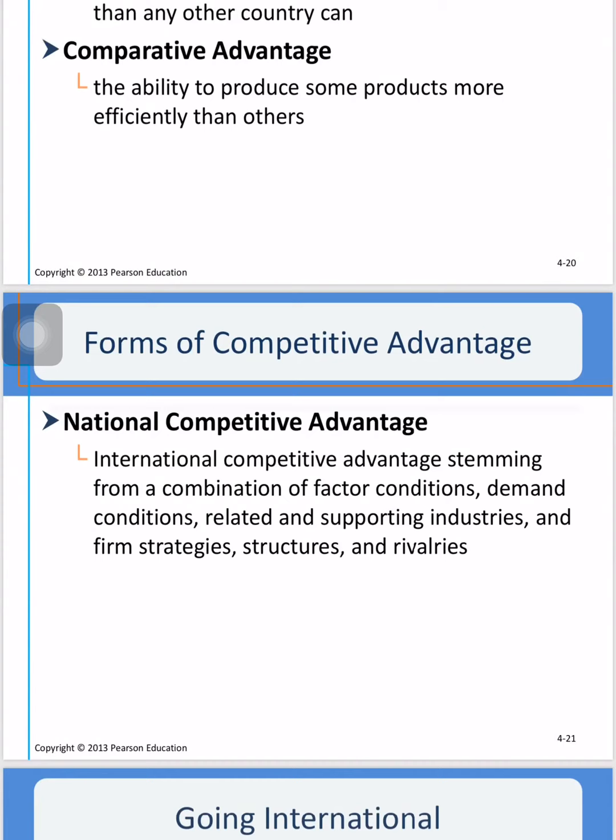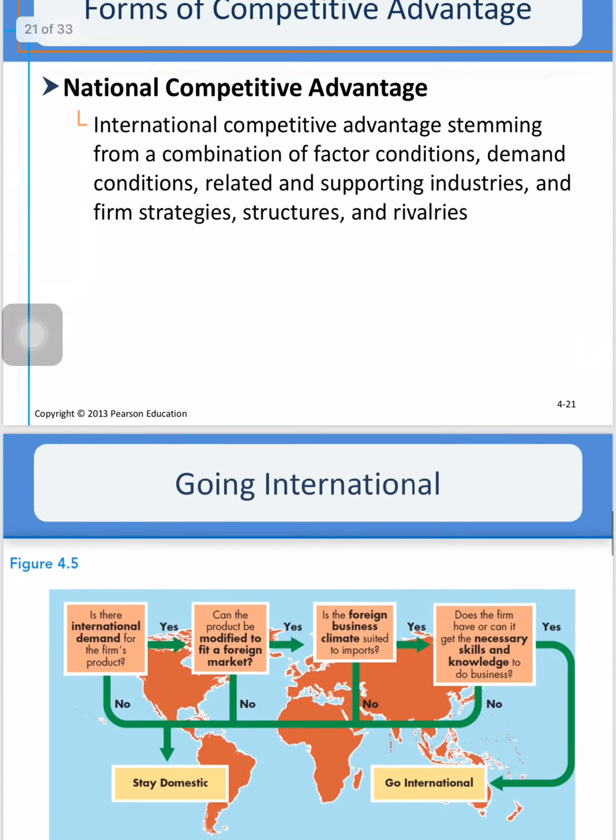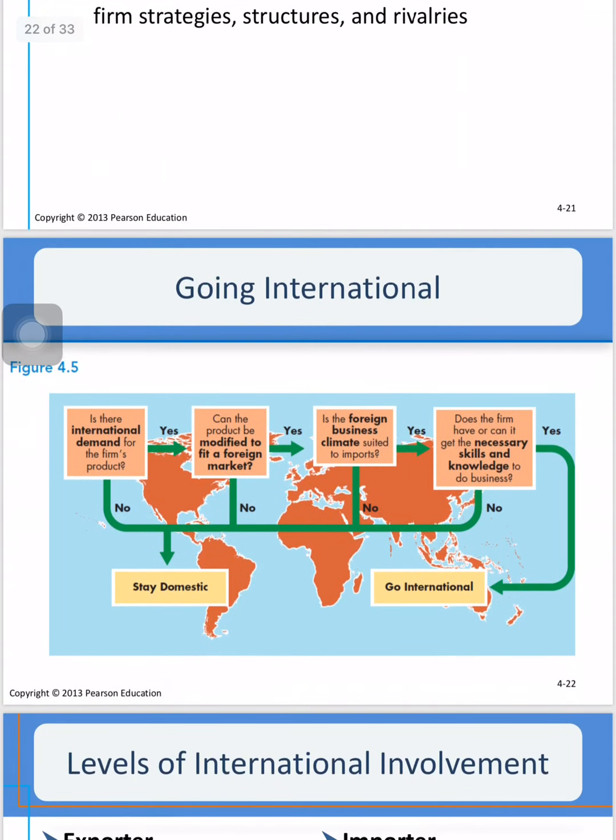Strategic structure and rivalries refer to the firm and industry that stress cost reductions, product quality, higher productivity, and also innovative products. Okay. Next is going international, which is Figure 4.5 in your textbook, on page 146.